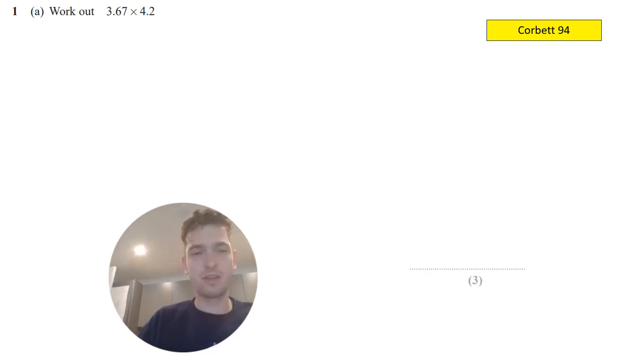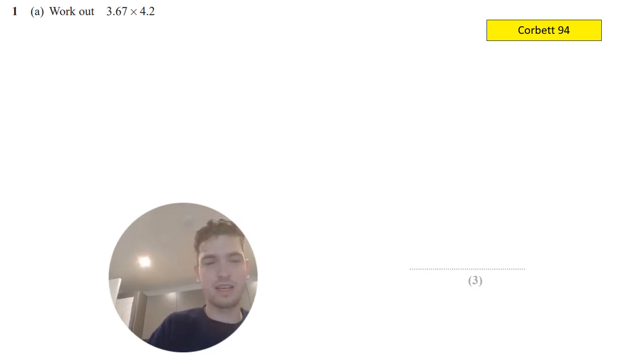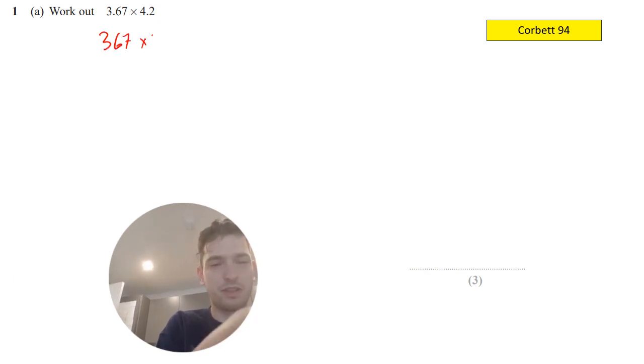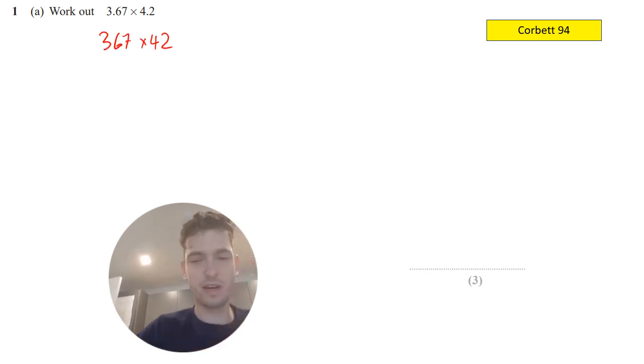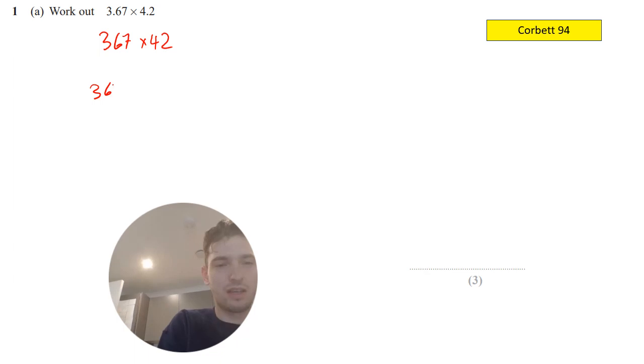What you should have done is taken away the decimals first of all, so doing 367 times by 42. There are a number of different ways you could have done this. You could have used the column method, you could have used the box method. Let's just go ahead and use the column method because this is what most of you use. So 7 times by 2 is 14, 6 times by 2 is 12, plus the 1 is 13. We get a 7 there.